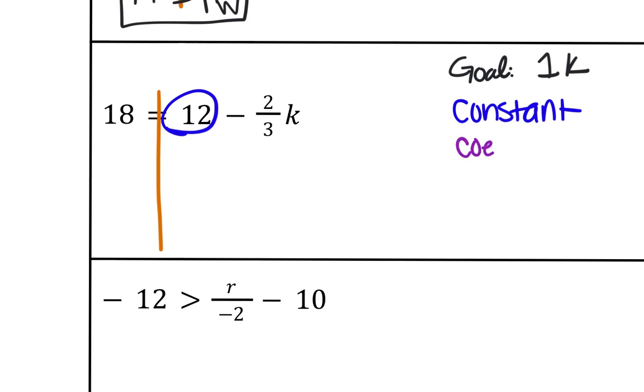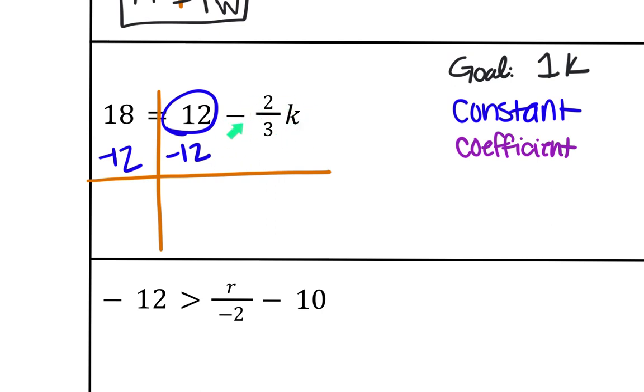Then we're going to undo the coefficient. And our goal is to make the coefficient into a positive 1. So to turn 12 into 0, I can subtract 12. What I do on the side of the variable, I must do on the other side as well. Okay. Then we combine what we can. I don't have anything to combine with this negative 2/3 k, so I'm just going to leave that alone. It doesn't have any like terms. 12 minus 12, I can combine those. They're like terms, that is 0. They cancel each other out. And then 18 minus 12 is 6.